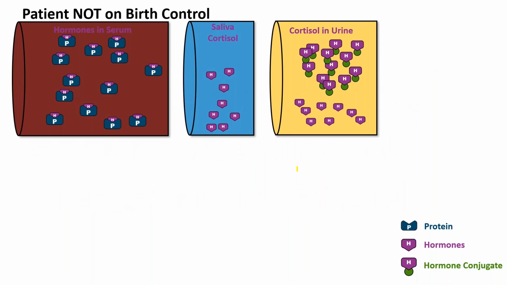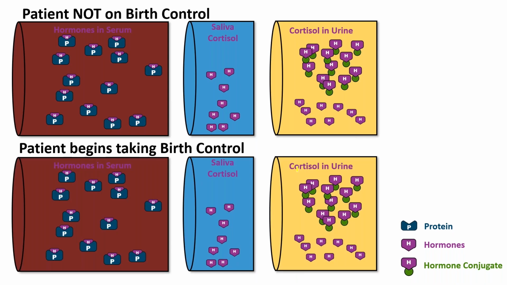Let's say we have a female patient who has a representative amount of the hormone, so in this case cortisol, in serum, which again is going to be what? Protein bound, right? In saliva, you're going to get a representative amount of free cortisol and then a representative amount of free cortisol in urine.